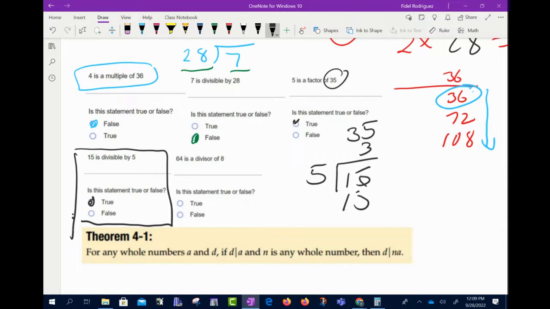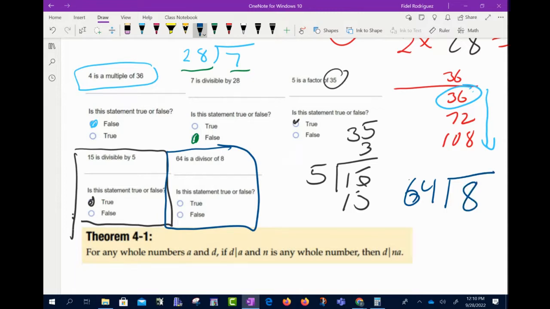And then the last question says 64 is a divisor of 8. Okay, so again, I just want to make sure that I understand, because when the numbers are switched around, it may make sense one way and it may not make sense another way. When I look at this problem and it says 64 is a divisor of 8, what that is asking me is, if I were to take the number 64 and divide it into the number 8, would it go in nice and neat? No, it wouldn't. Why? Because that number is bigger than that one. So it's false.